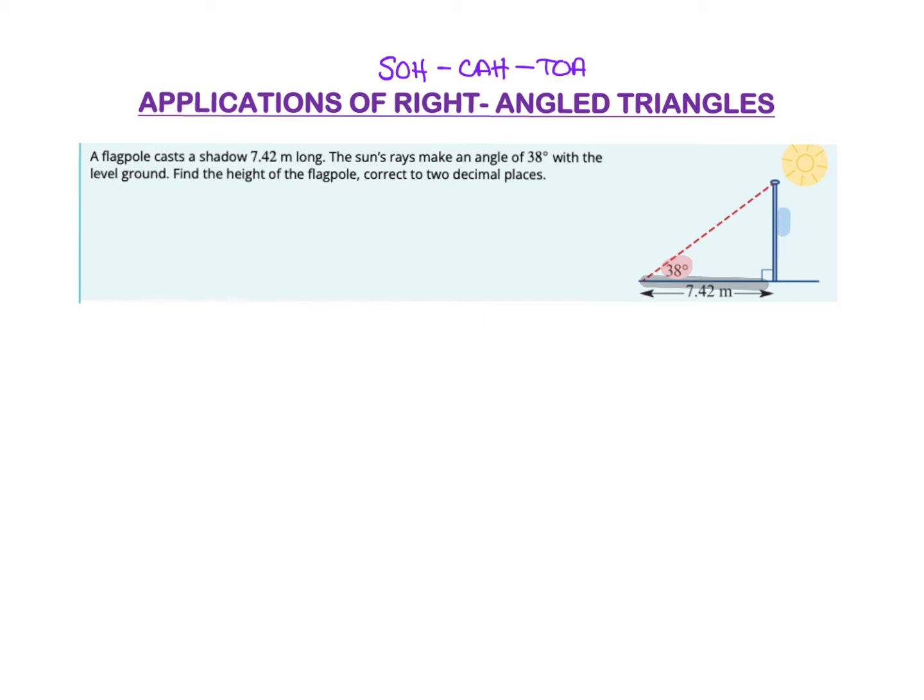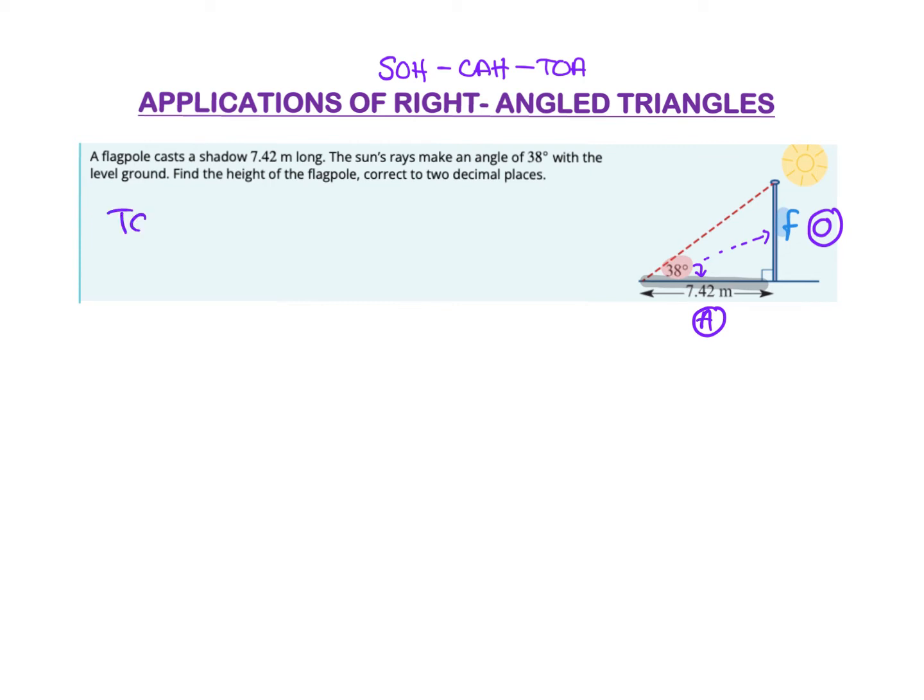So I might call the height H. Or actually I won't call that, because we use H when we label our triangle. So I'll call my flagpole F. Okay, now in terms of SOHCAHTOA, what side is F? Opposite. Opposite, good. And what side is the shadow? Adjacent. So which formula has the O and the A in it? Tan, good. So we'll write tan.